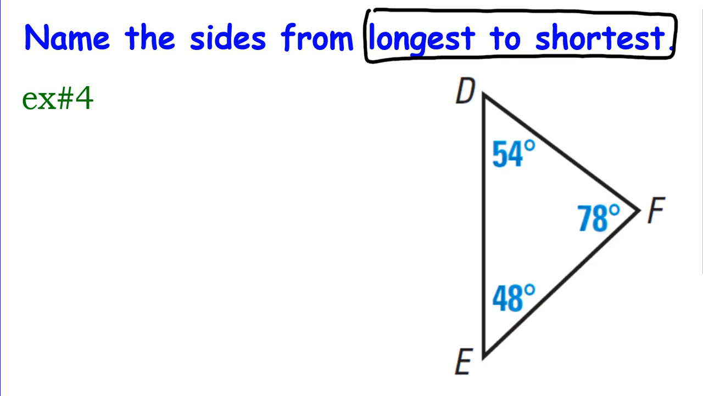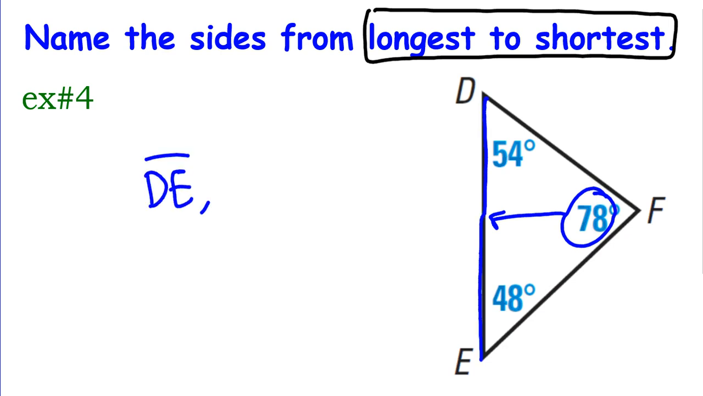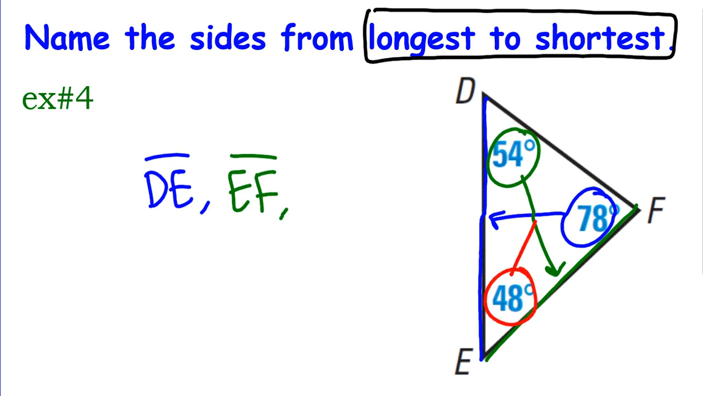So the longest side is going to be across from the biggest angle, which is 78 degrees. So the longest side is side DE, so segment DE. The next biggest angle is 54 degrees, which is across from side EF. So EF is the next biggest side length, and the shortest side length is across from the smallest angle, which is side DF, or segment DF.